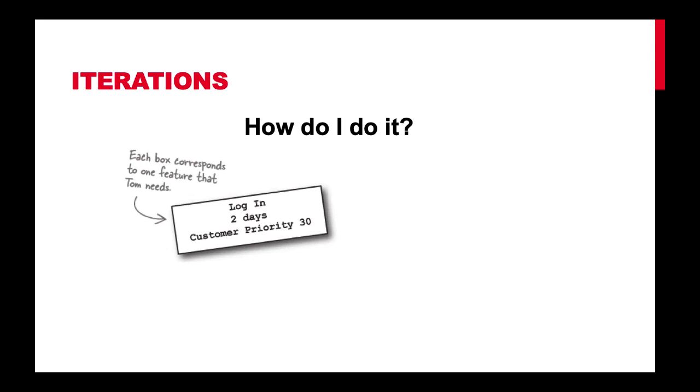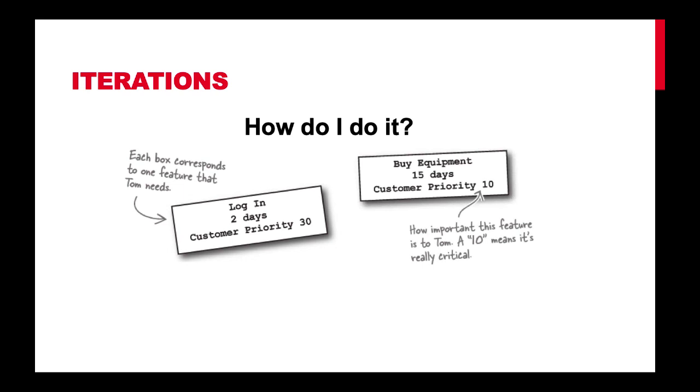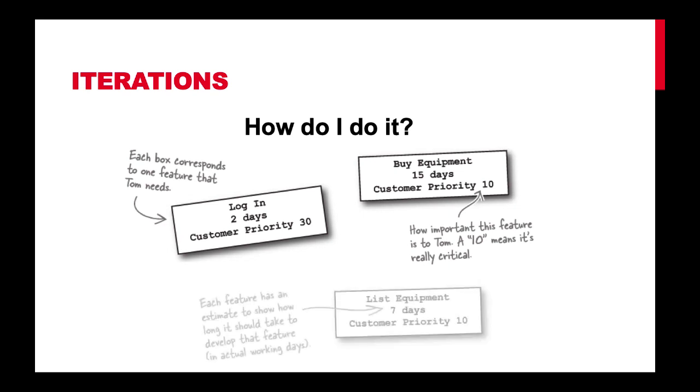So how do you do it? You'll find out that we will start using things called user stories in the next lecture. But for now, we just start listing features, right? You can do something like log in. I think that's going to take me 2 days to write, and I have a customer priority of 30. Or buy equipment. That's a feature. Maybe not described real well, but a 10 means it's really critical. Okay? Another thing, well, hey, list equipment, 7 days, it has this, there's a customer priority. One thing you do want to remember here is with priorities, okay?